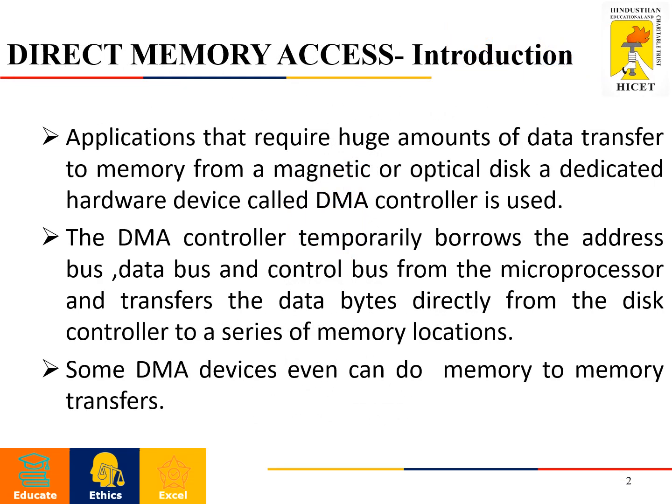In the introduction about Direct Memory Access, for those applications which require a huge amount of data to transfer from memory to the processor, we have to use this DMA controller. This DMA controller temporarily borrows the address and data bus from the processor and transfers the data directly from the disk to a series of memory locations. Some DMA devices can even do transfers from memory to memory devices.